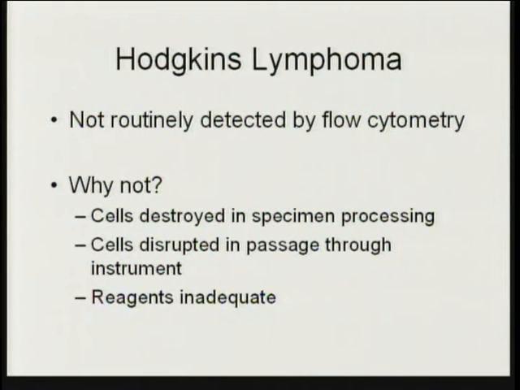This technology, in addition to making more efficient the diagnosis of the usual types of hematopoietic neoplasms, offers the possibility of new assays that might be developed. So for instance, Hodgkin's lymphoma cannot be routinely detected by flow. And there are a lot of reasons that people have given over the years as to why this might not be possible. But it never made any sense to us that this is the case.